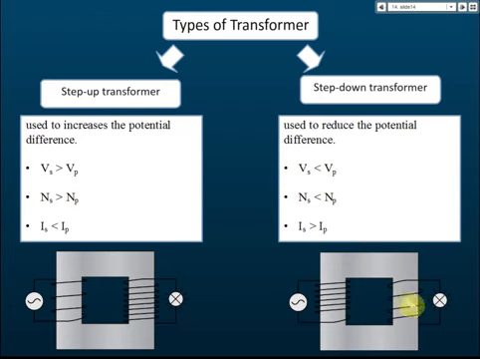For step-down transformer it is the opposite. The voltage of the secondary coil is lower, because step-down means we reduce the voltage. So the number of windings of the secondary coil is less than the primary coil. But the current increases. So lower voltage, higher current. Higher voltage, lower current. So those are the two types of transformer that you need to know, and make sure that you really understand this because this may be asked in a test or exam.